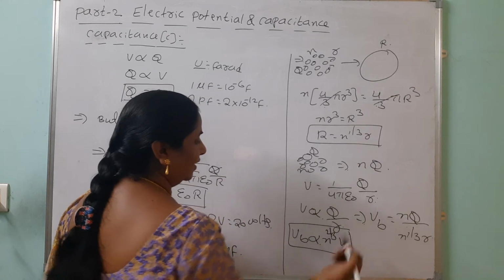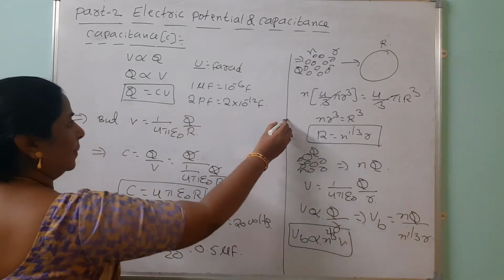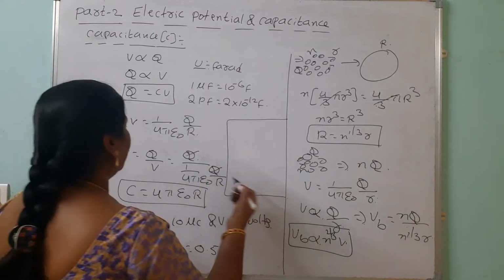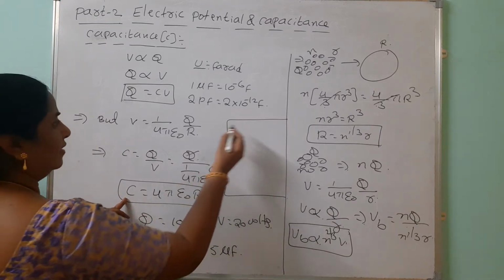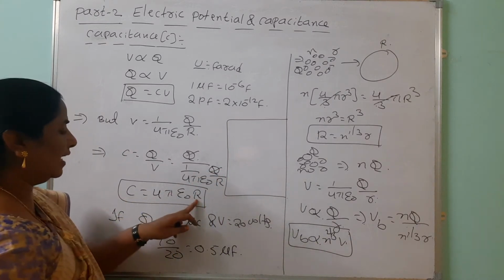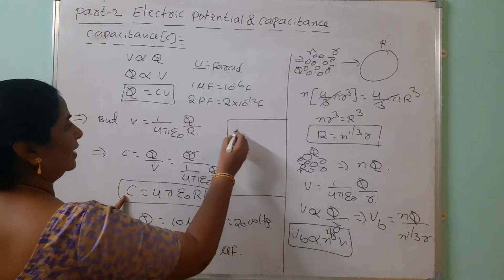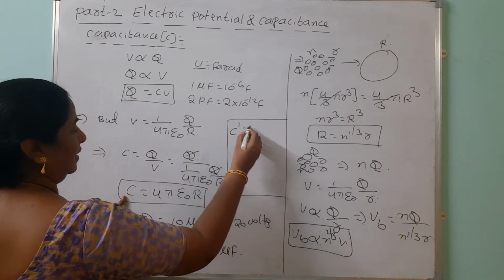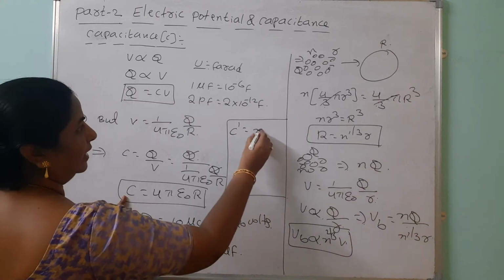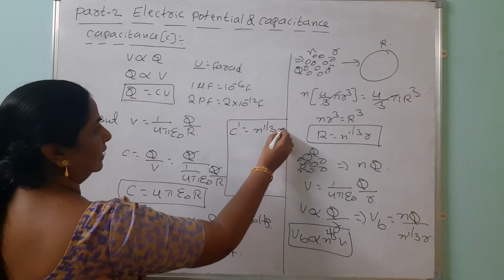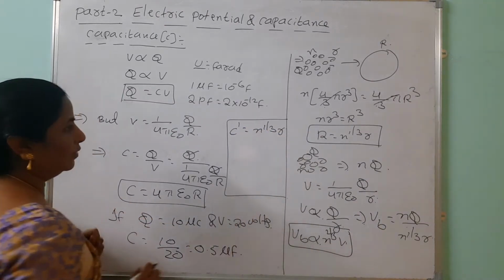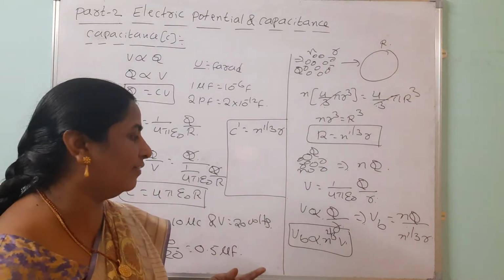See, like that we can find out the potential. Then capacitance. Capacitance, what is the formula? C equals, the first one, is directly proportional to small r. Then the second one, what we are taking, C dash equals, instead of capital R, what we are taking is n to the power of 1 by 3 into r. So like that, based on the radius, we can find it out.